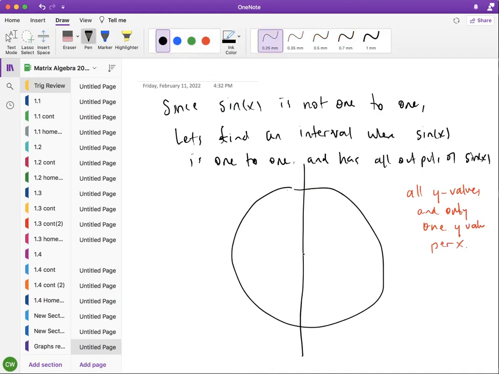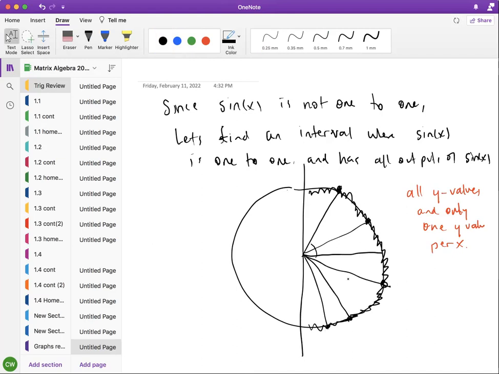So one choice is this half circle. If I only take angles in this half circle, notice I only get one y value per x value per angle. So one y value per angle theta. For this angle, this is the y value. For this angle, this is the y value. For this angle, this is the y value, etc. And notice in this interval, I encompass all possible y values of sine.